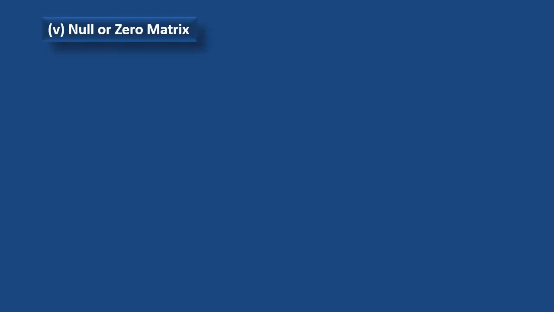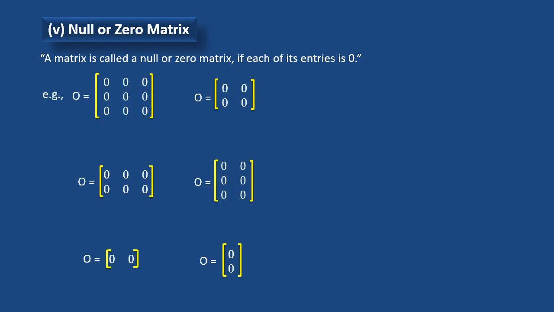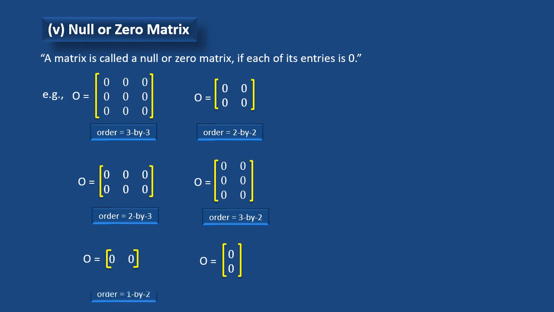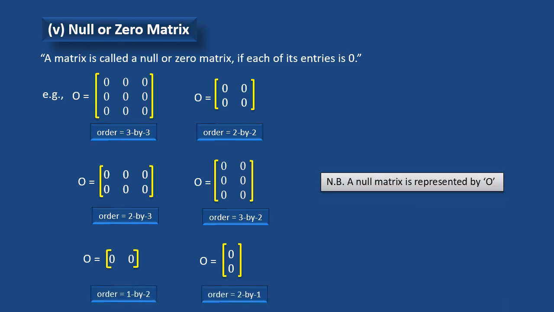Number 5 is null matrix, also called zero matrix. A matrix is called null or zero matrix if each of its entries is 0. For example, here we have null matrices of various orders. Note that a null matrix is represented by the letter O.